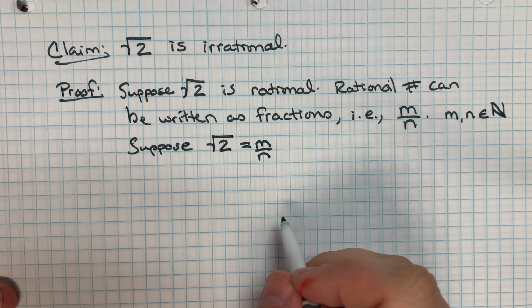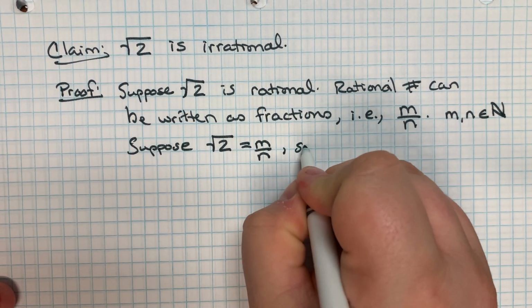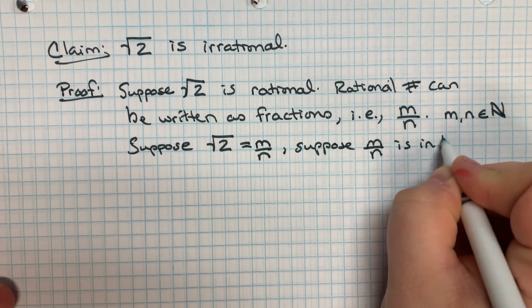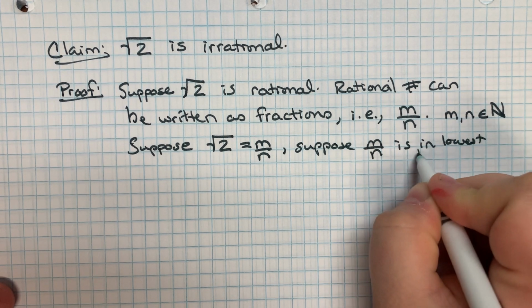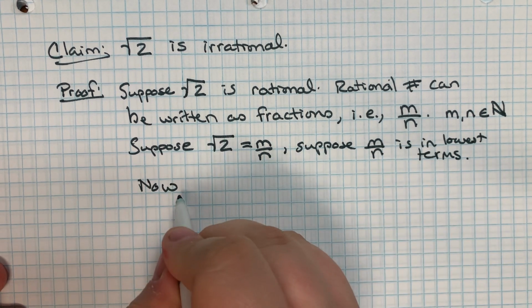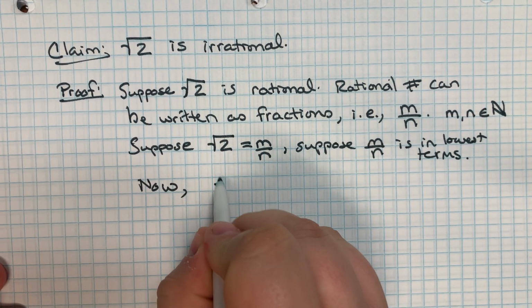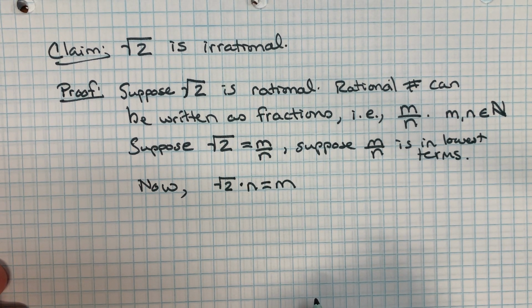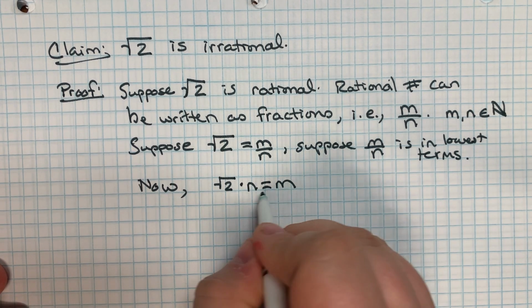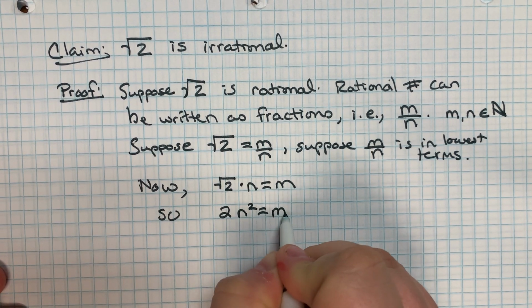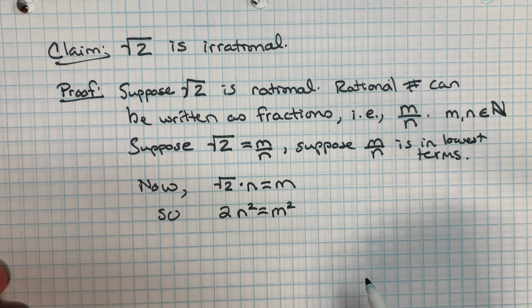And now, whenever we have a fraction, we can write it in lowest terms. So suppose m over n is in lowest terms. Now, square root of 2 times n is my m. And so what that means is I can square both sides. So 2n squared equals m squared.